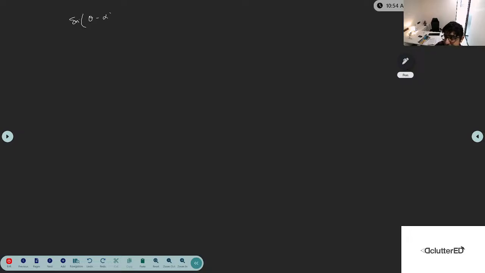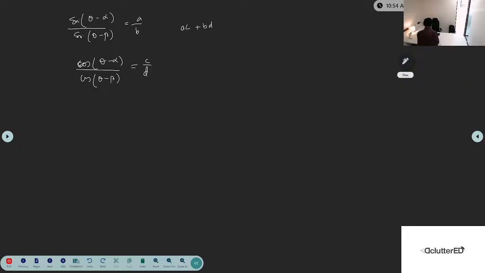sine theta minus alpha by sine theta minus beta is A by B, and cos theta minus alpha by cos theta minus beta is C by D. We have to find AC plus BD divided by AD plus BC is what?